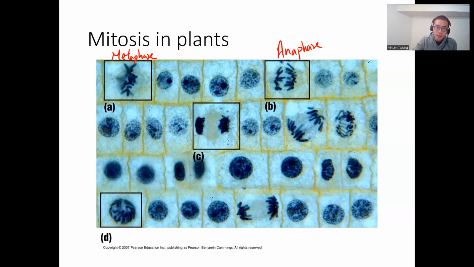Yeah. This one is cytokinesis or telophase. You can see the 2 nuclei are forming. If you look really closely, you can see a line starting to form in the middle. So this is telophase. And over here, this would be prophase. Got it?